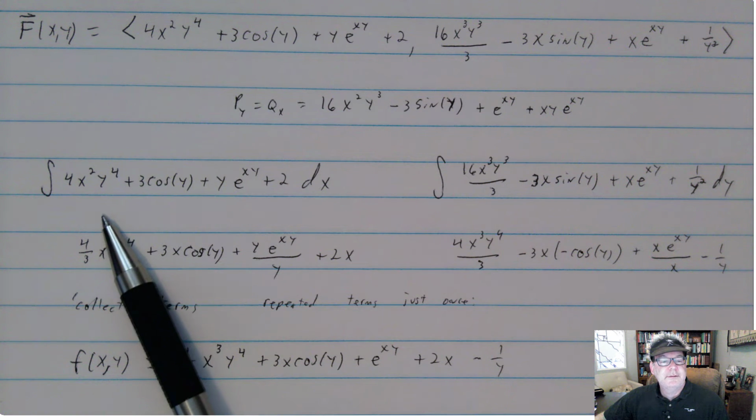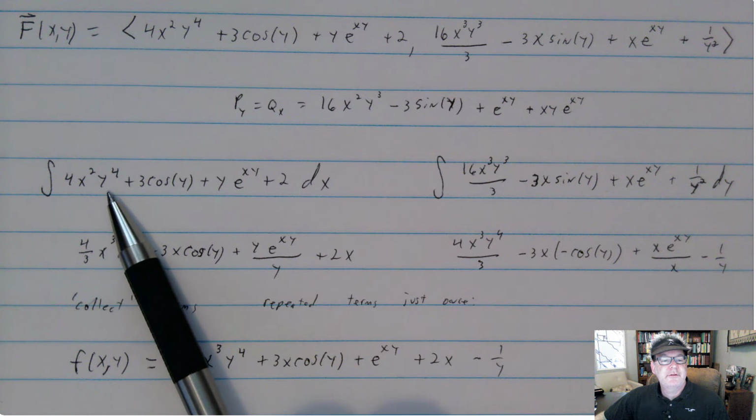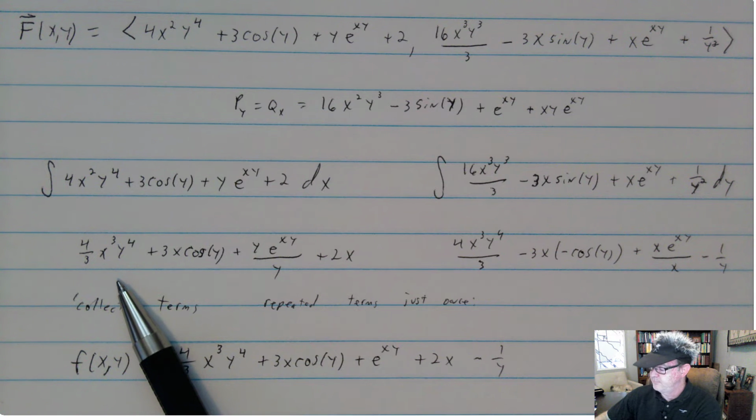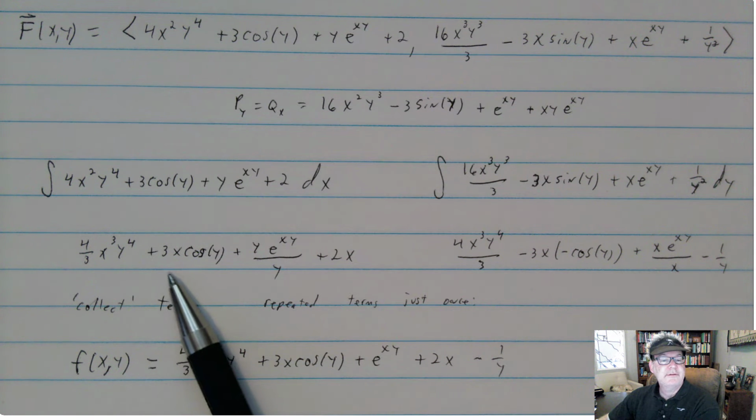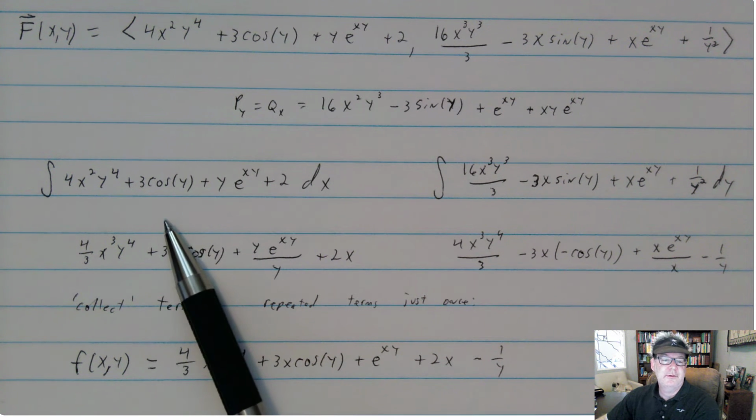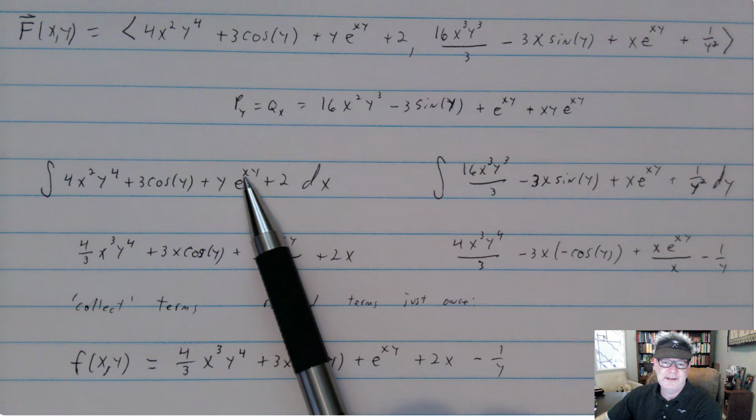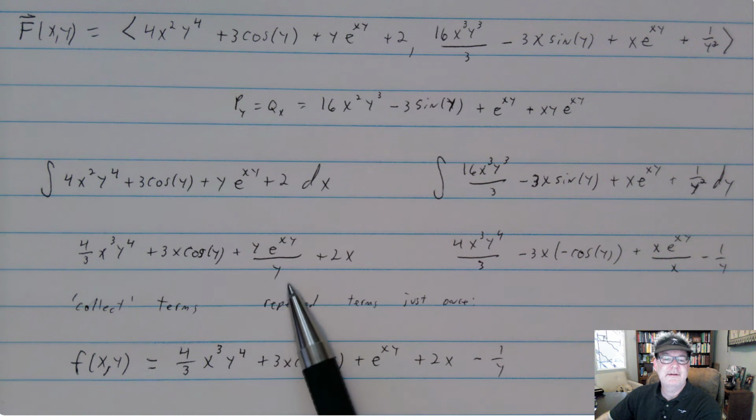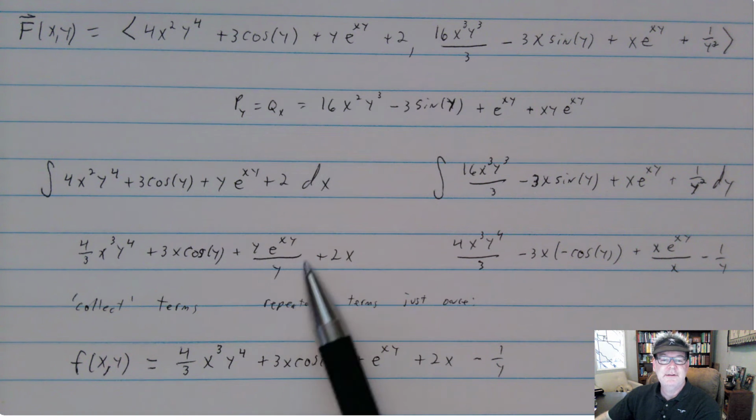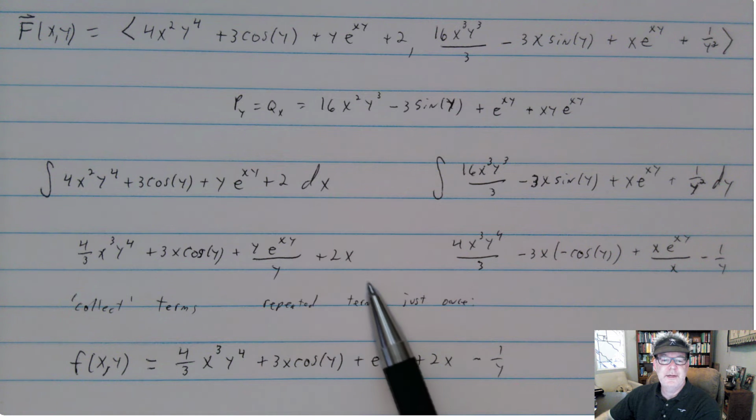So I'll get 4/3 x cubed times y to the 4th plus 3x cosine y, right? The cosine y is like a constant term. And when I integrate or anti-differentiate this with respect to x, it's like a constant times x, so you divide by that constant. Of course, now the y's are going to cancel. And the antiderivative of 2 will be 2x.